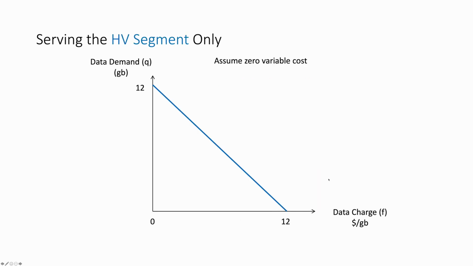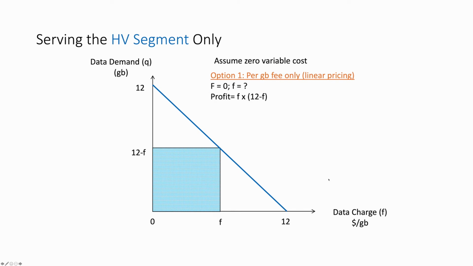Now, what about serving high value segment only? Again, assuming 0 cost. Option 1 is to set a per gigabyte fee only, forcing big F to be 0, and small f is what we are trying to find out. Here, the profit is the size of the blue square. So profit equals small f times 12 minus small f. The optimal small f, in this case, falls between 0 and 12. It's $6. And at $6, the demand is 6.